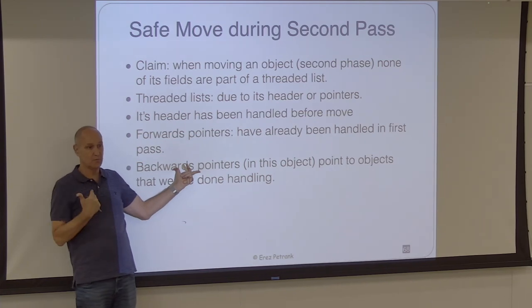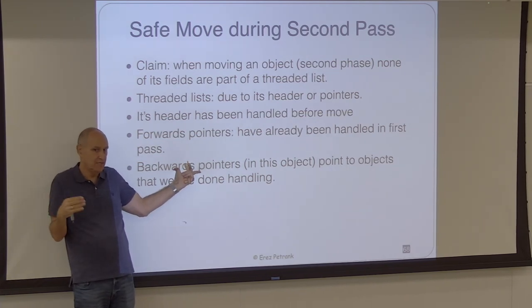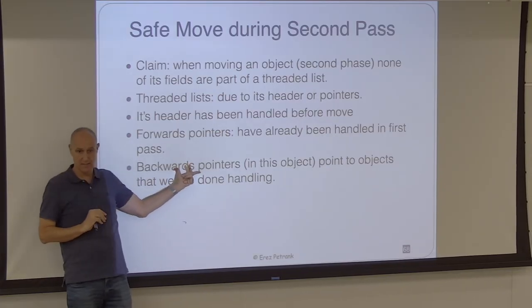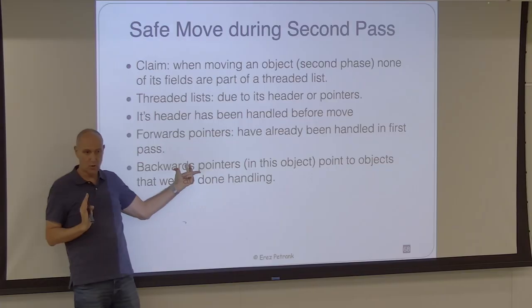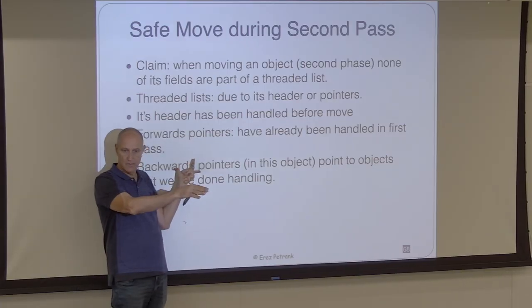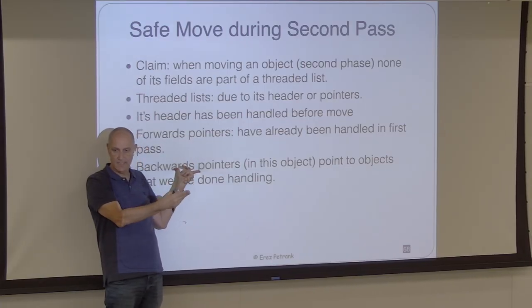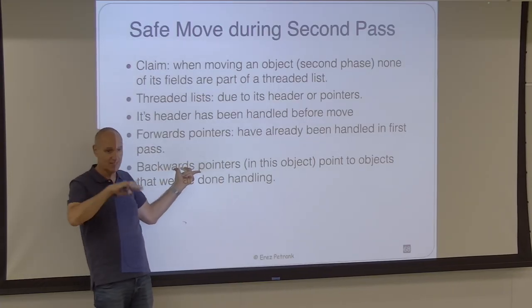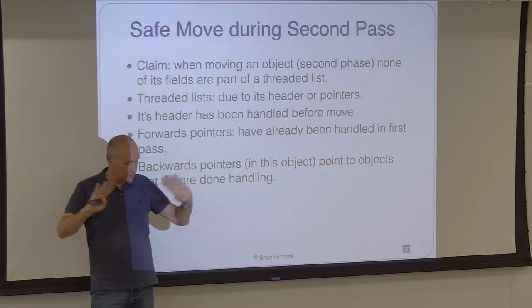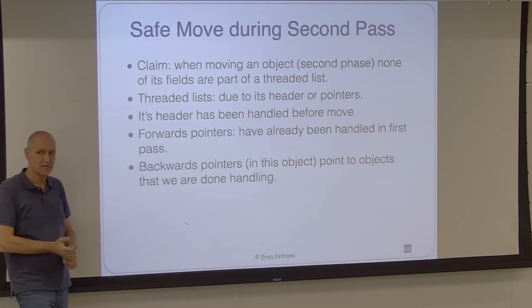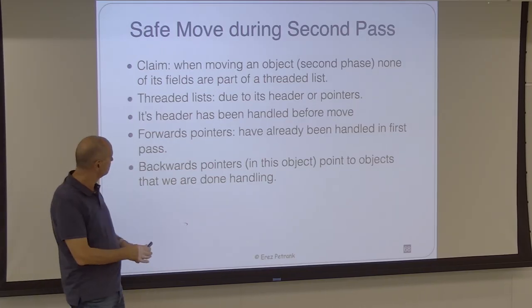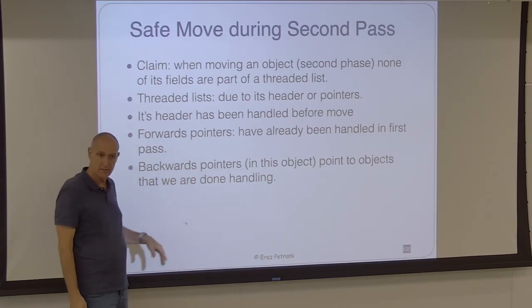So all backwards pointers cannot be in a list right now. These are objects that I already handled in the second pass. So no forward pointers make this object be in a linked list. No backwards pointers make this object be in a linked list, and its header is cleared. So when I move it, I know it's fine to move it, and I break no list. Questions?